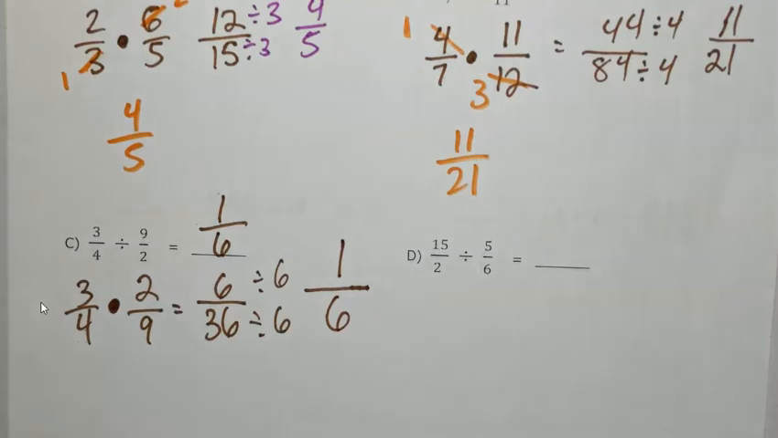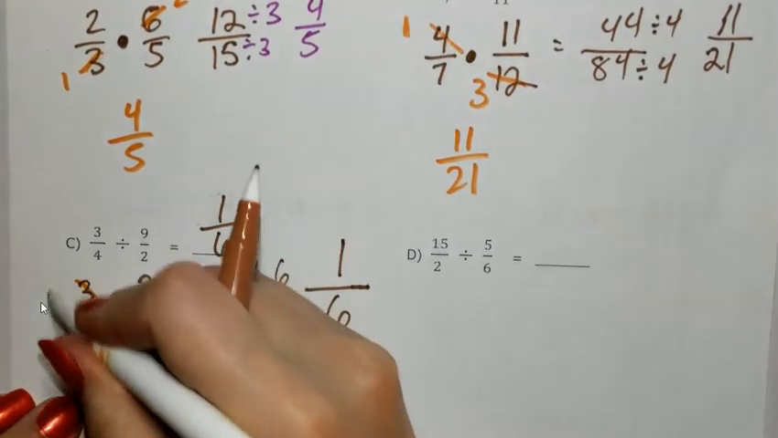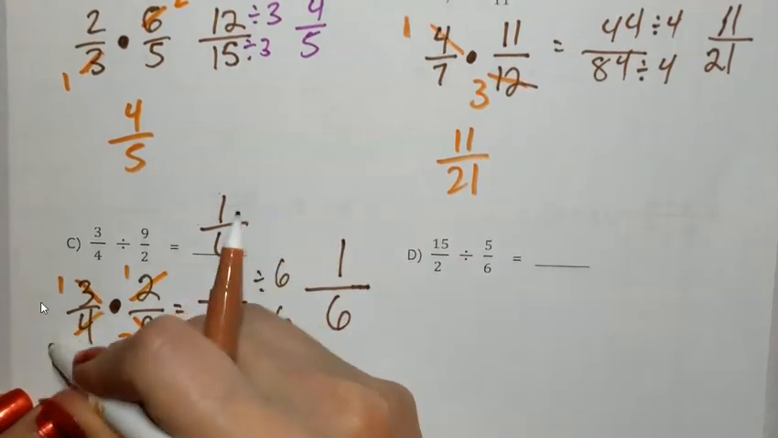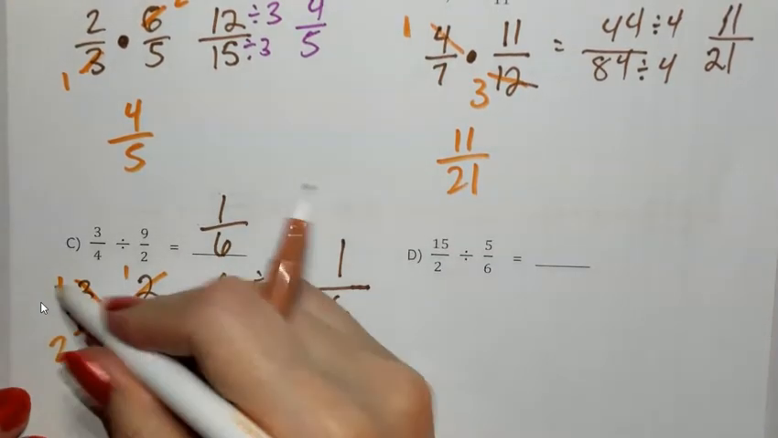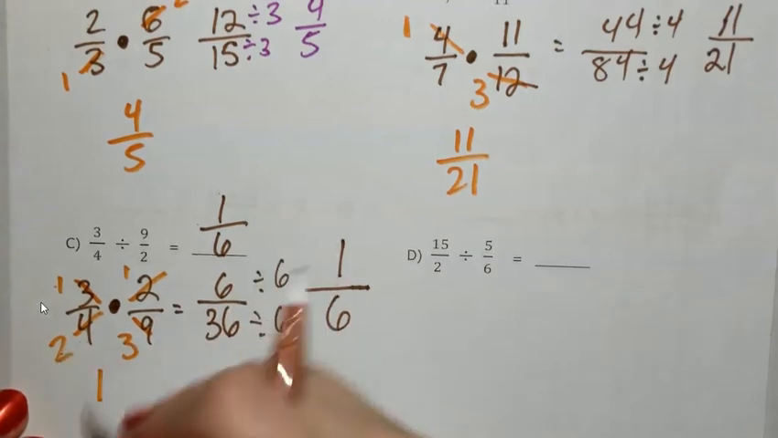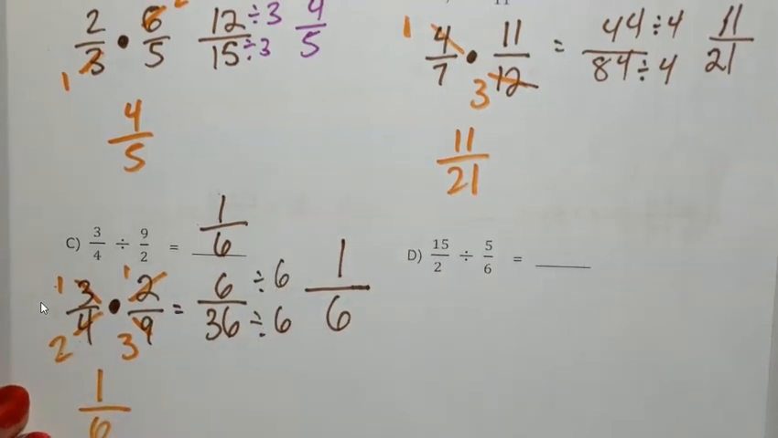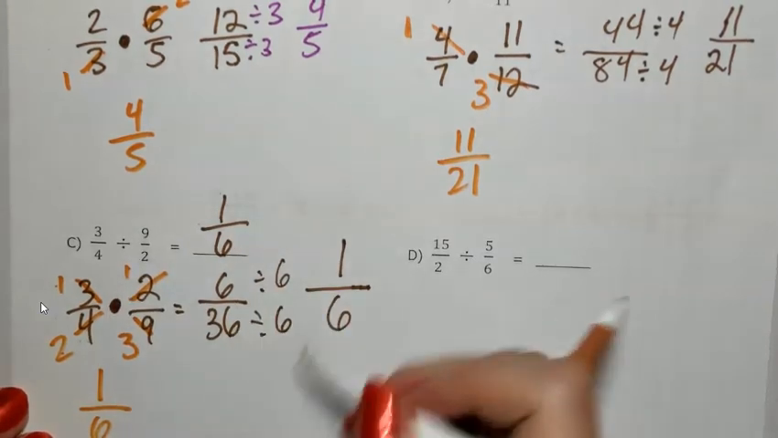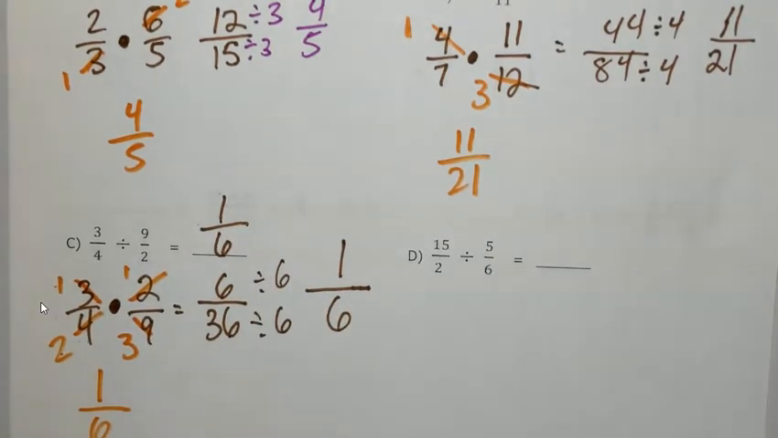You could also do the canceling out method. 3 over 9 reduces to 1/3. 2 over 4 reduces to 1/2. 1 times 1 is 1. 2 times 3 is 6. Same thing. So this is one method. This is another method. You could do either one to get to the solution.